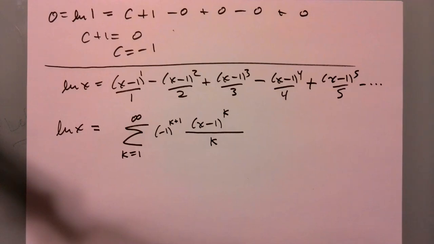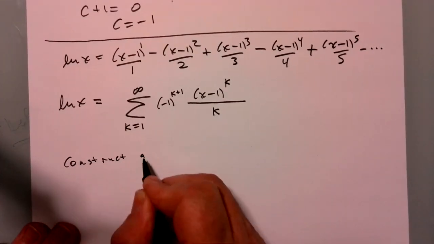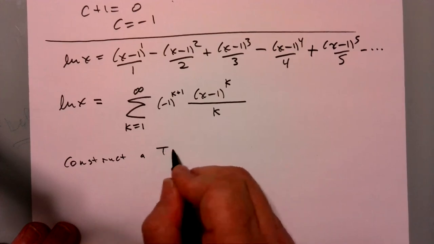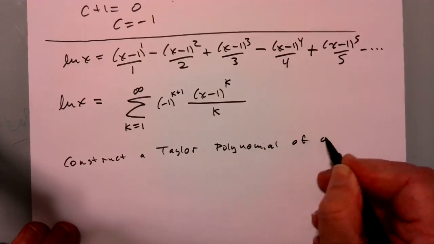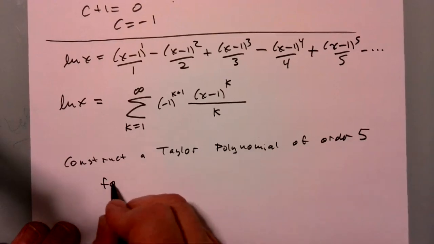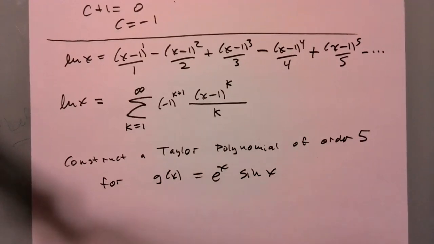All right. One last thing I want to look at. Let's construct a Taylor polynomial, let's pick an order of order 5 for g of x equals e to the x times sine x. Now, if we would take all those derivatives, g prime, g double prime, g triple prime, g quadruple prime, that's going to get messy very, very quickly. But if we know the Taylor series, we can multiply those Taylor series together to get ourselves a Taylor polynomial of order 5.